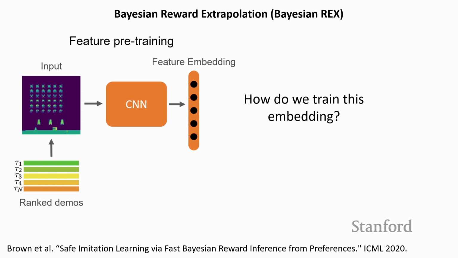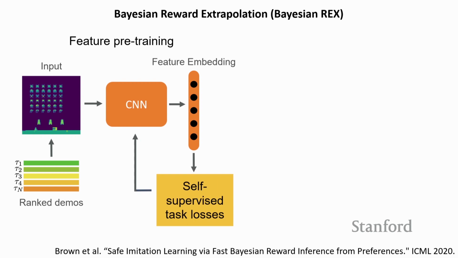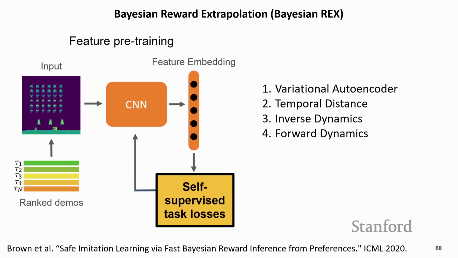And so we have this feature embedding that we're trying to train. And the question is, how do we train this embedding? We've looked at several different ways of doing this. One way is to have several different self-supervised or unsupervised task losses. For example, we looked at a variational autoencoder that tries to map from an image, embed it down, and then reconstruct. We also looked at ideas like temporal distance: given the embeddings of two different states from the same trajectory, can I predict how far apart they are? As well as inverse dynamics and forward dynamics, all using the same shared feature embedding.